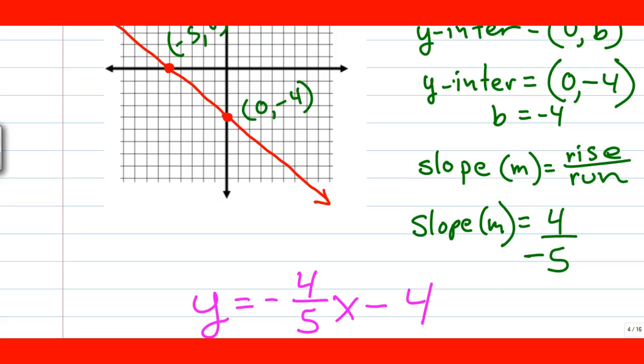So if I look down here, for this slope, I plugged in the 4 that I rose and the negative 5 that I ran. So now I'm ready to plug that information into my slope-intercept form. So I have y is equal to a slope that's negative 4 over 5, x, minus that 4. That's that b I got up here. Now I've written the equation of the line.